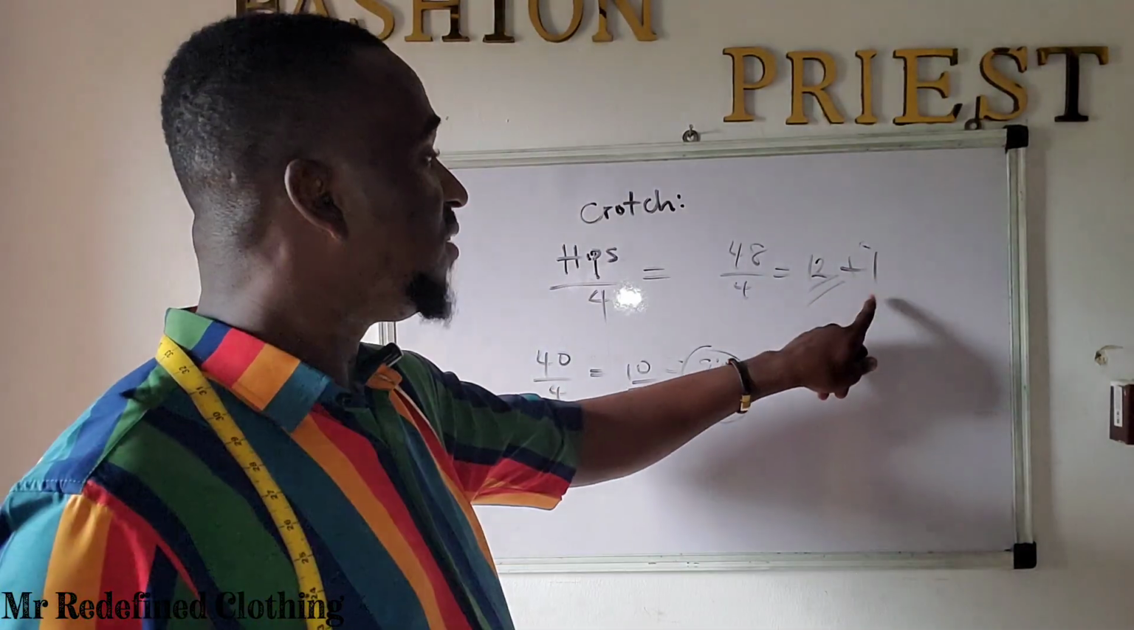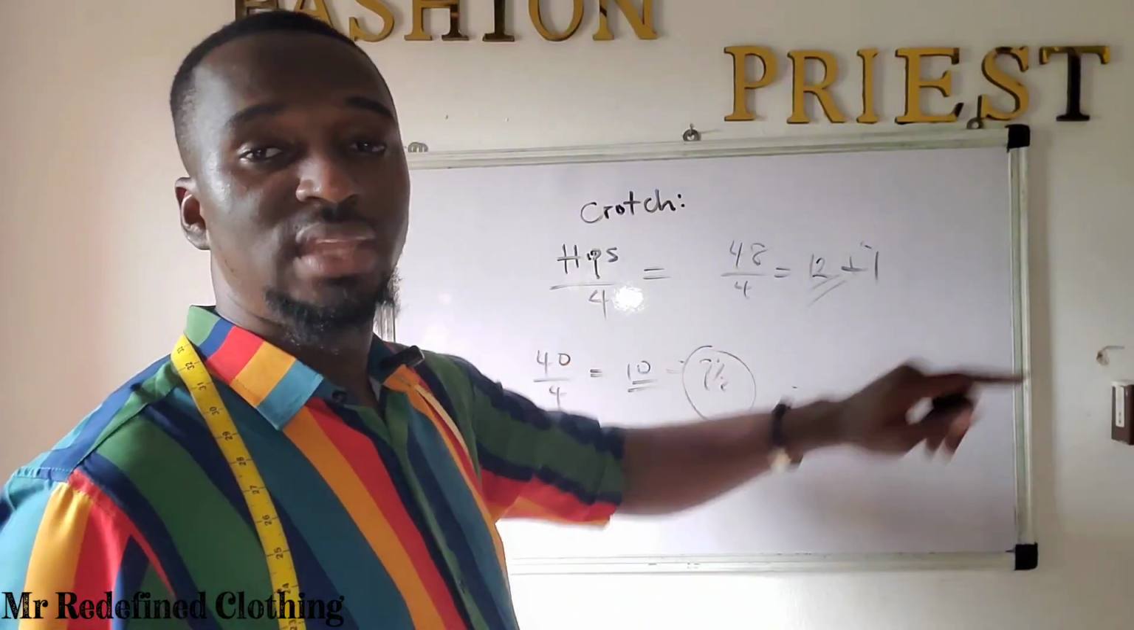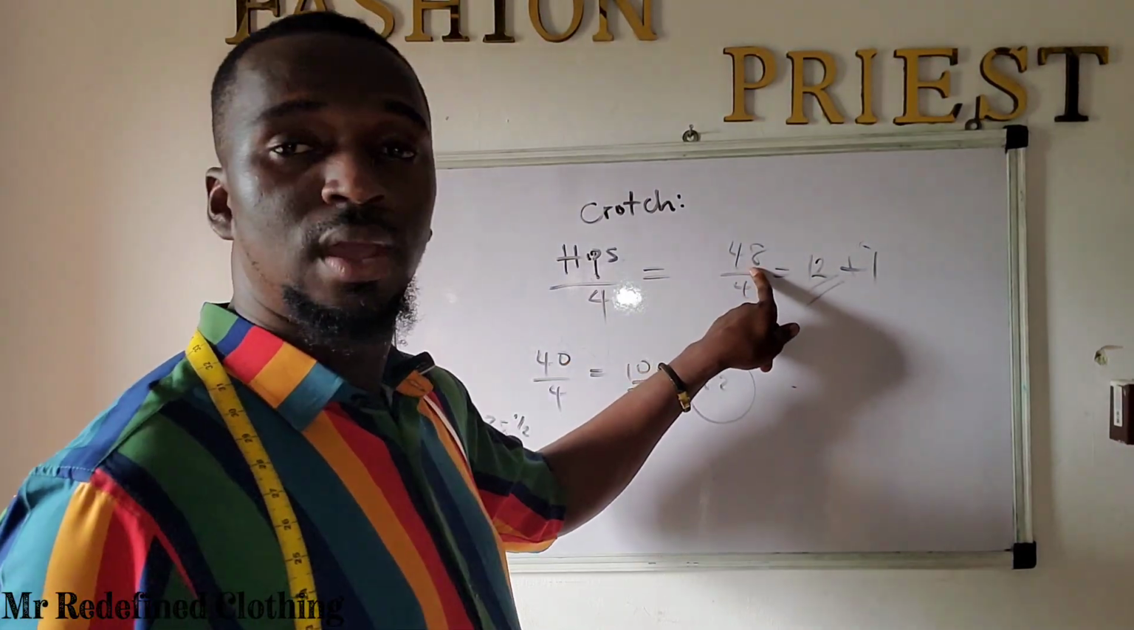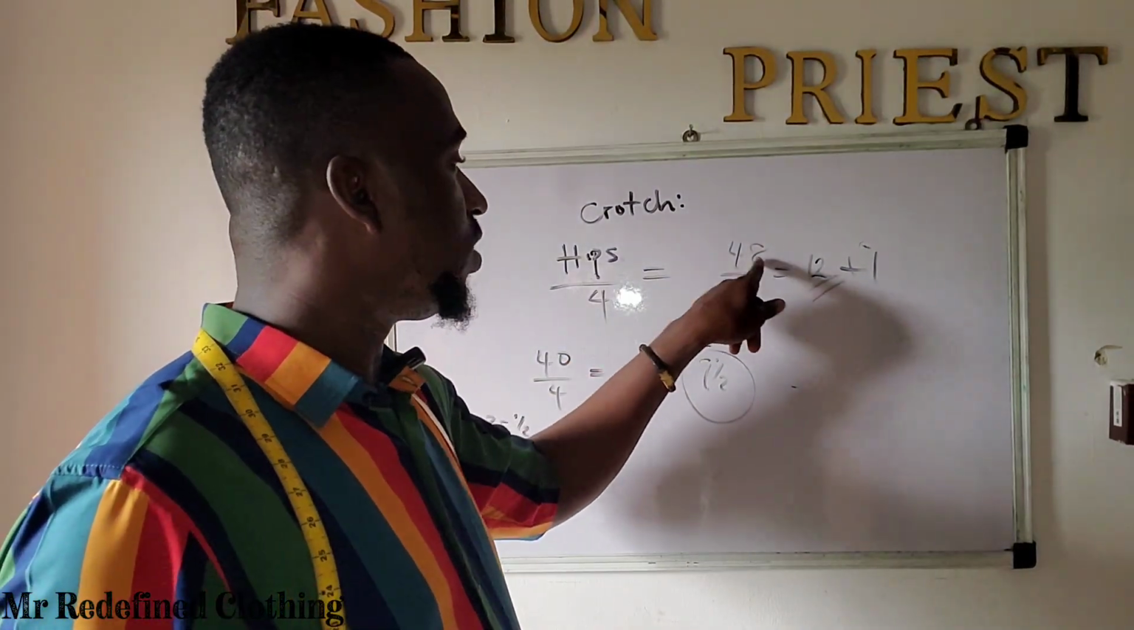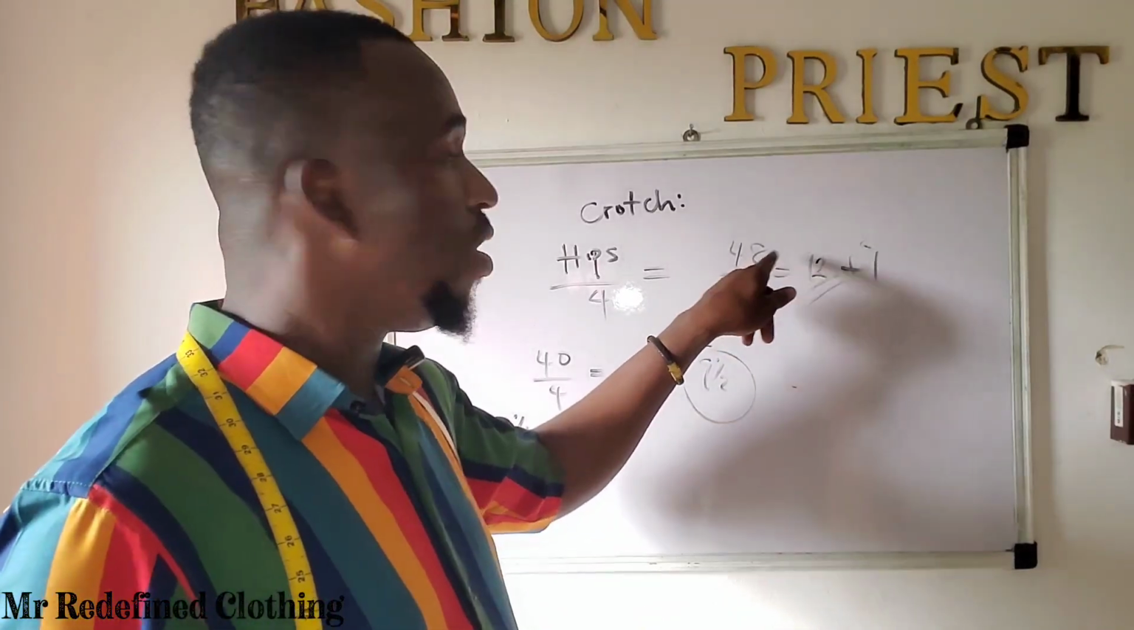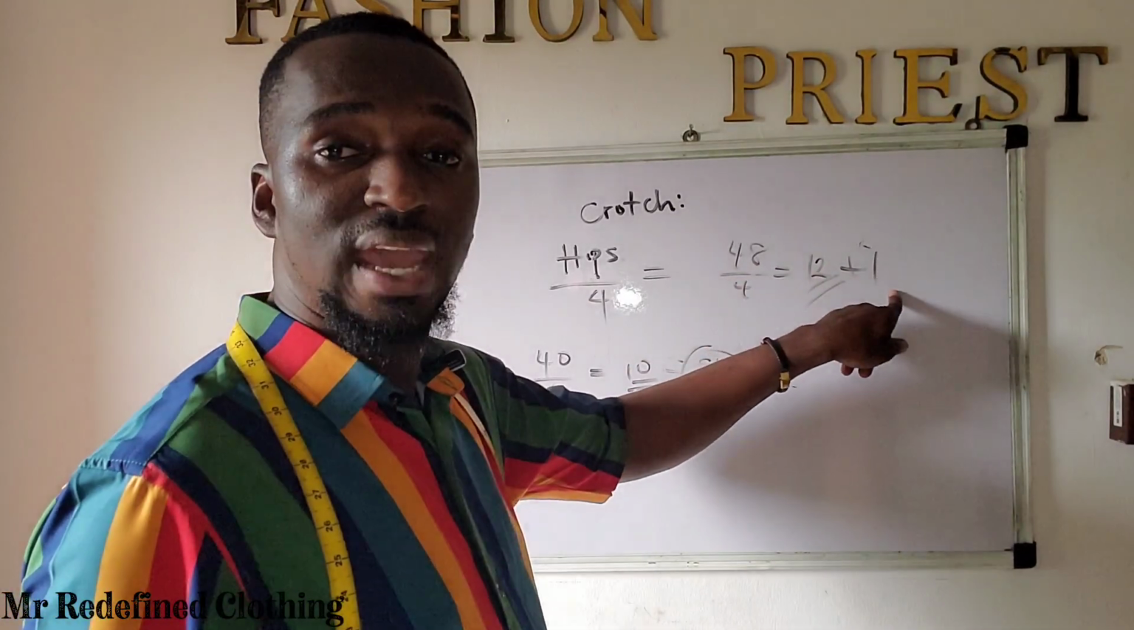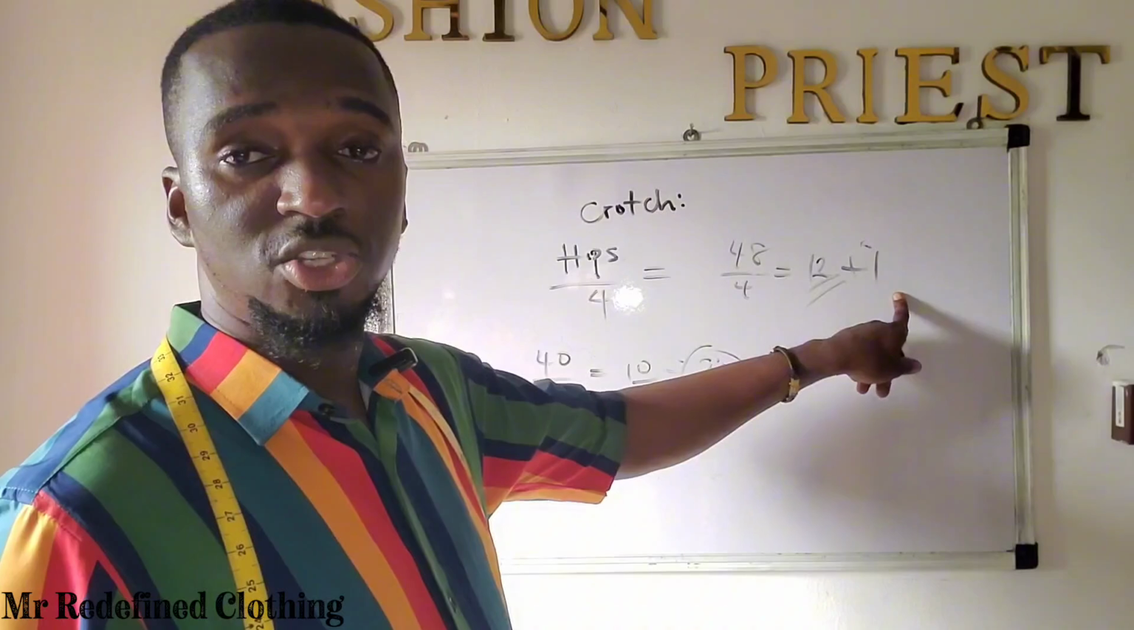So that it gives them more room or more ease. It is either you increase the hip value and retain the same crotch answer you have gotten from the hip value, or you add extra 1 to this to get whatever extension of the crotch you have.